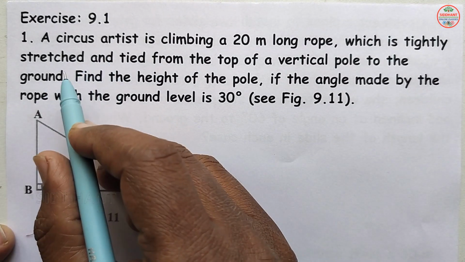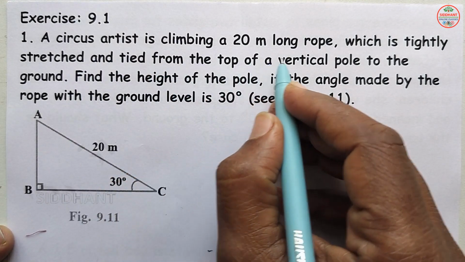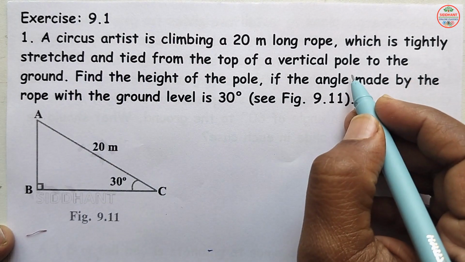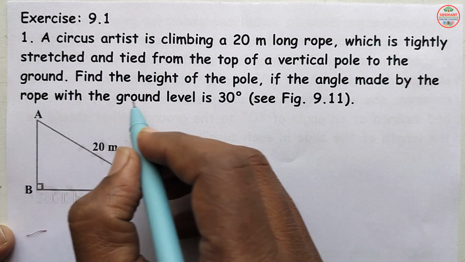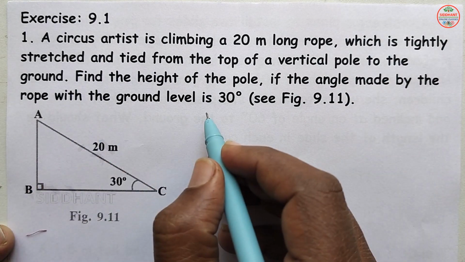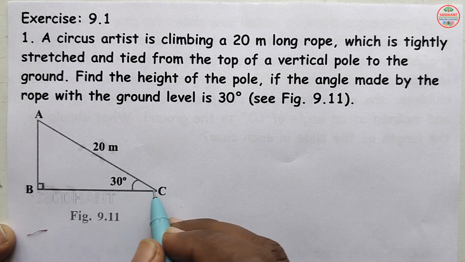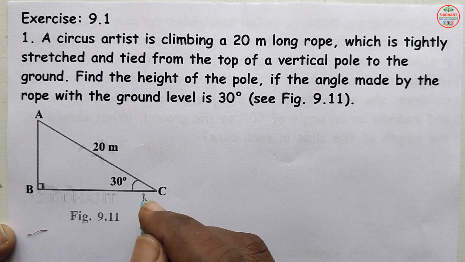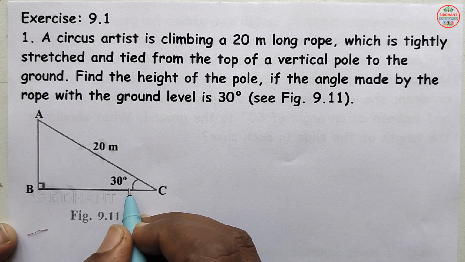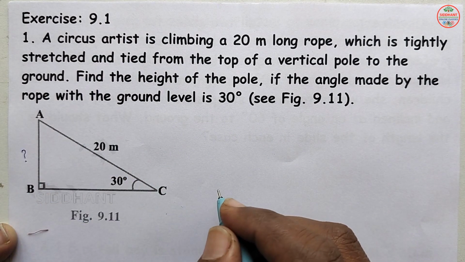Exercise 9.1, question number 1. A circus artist is climbing a 20 meters long rope which is tightly stretched and tied from the top of a vertical pole to the ground. Find the height of the pole if the angle made by the rope with the ground level is 30 degrees. So this is the figure they are given. So AC is given as 20 meters and the angle is 30 degrees, and we are going to find out AB here.